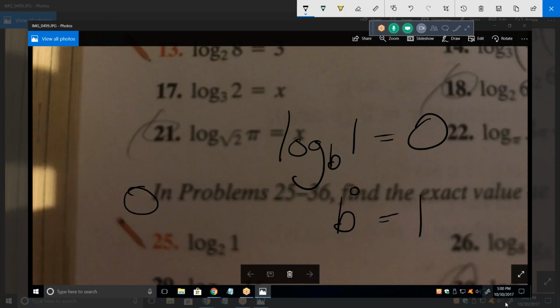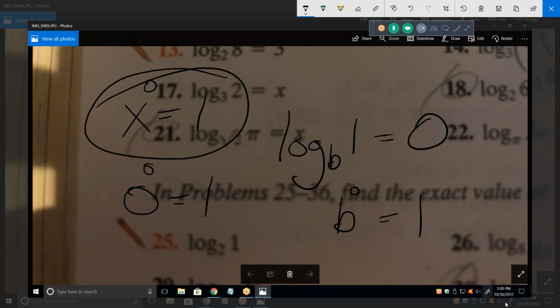Including, believe it or not, 0 to the 0 power. That's also equal to 1. But x to the 0 power is equal to 1, no matter what x is. So then for 26, which is the log base 8 of 8, is that just 1? Yeah, that's 1, exactly. When you convert it to exponential, you get 8 to the 1 power equals 8.